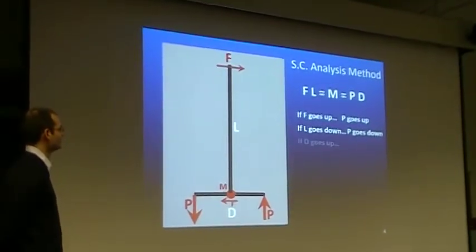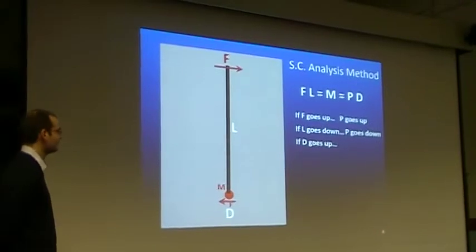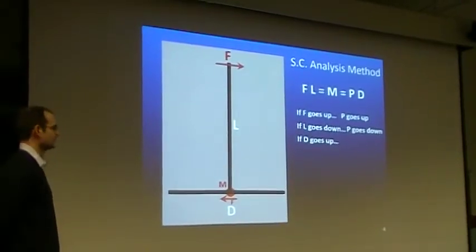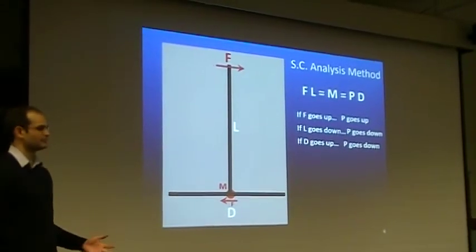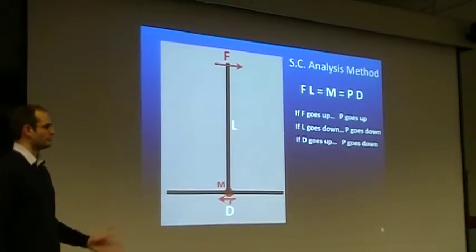Go for the gold. The D goes up. Everything stays the same. What happens to the P? The P goes down. Sounds very simple, but it really is.